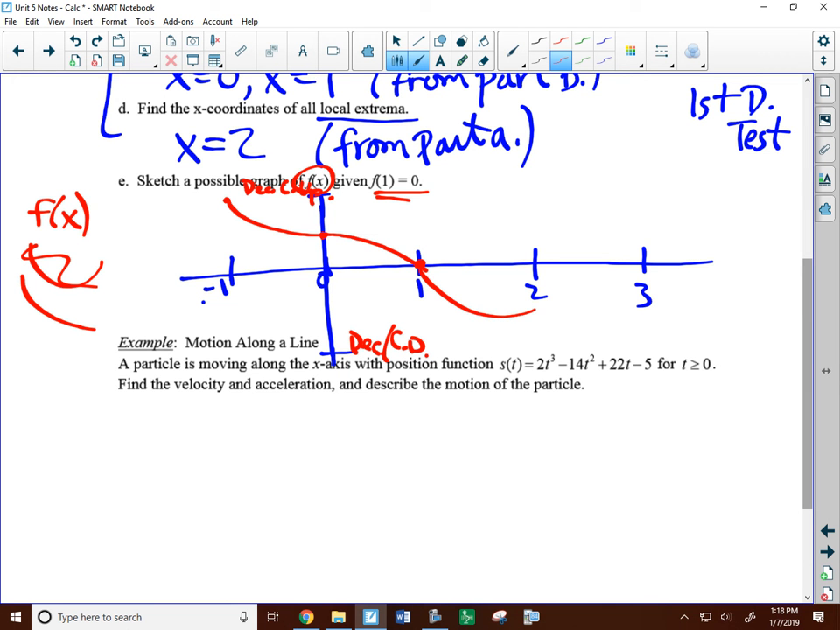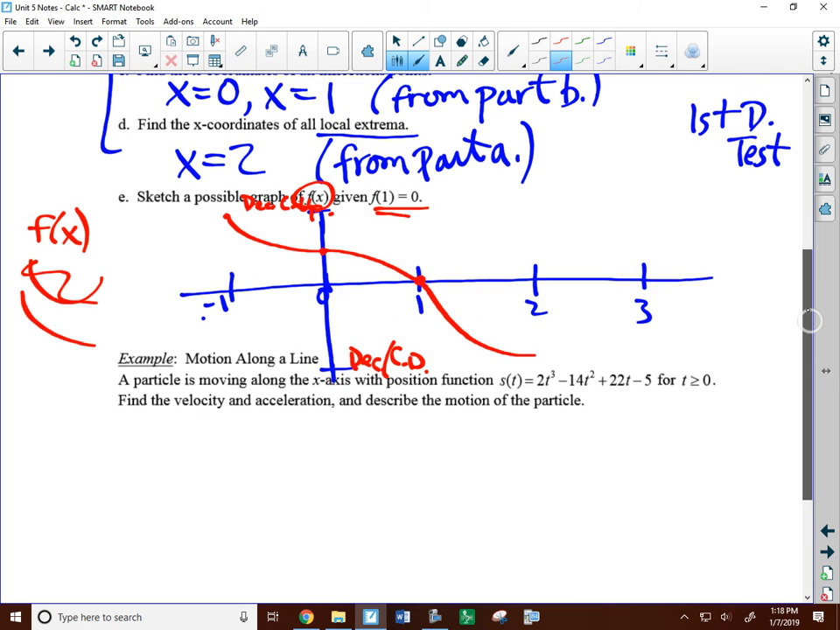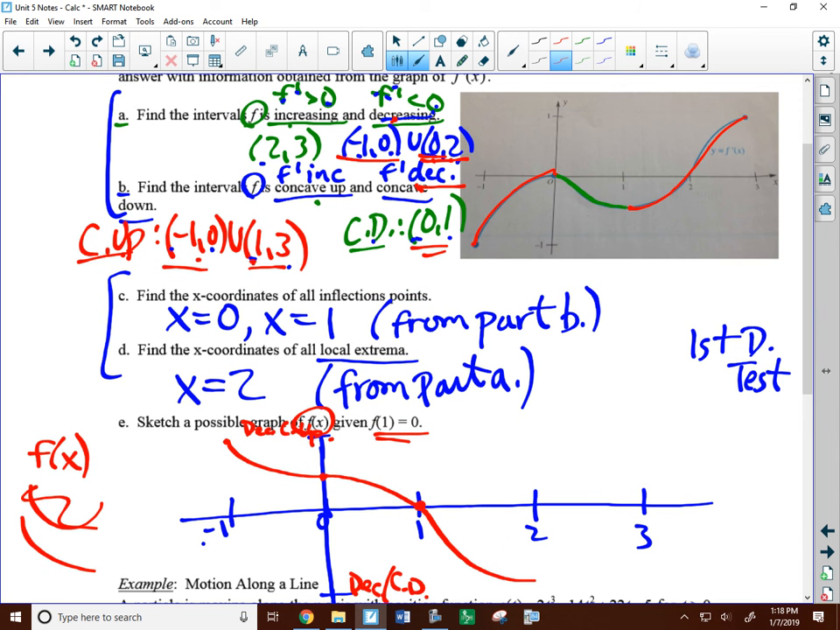I started to increase it. Let me try that again. So it had to decrease from 1 to 2, and be shaped like a cup, not a full cup, but just the left side of it. And now I'll finish off 2 to 3.